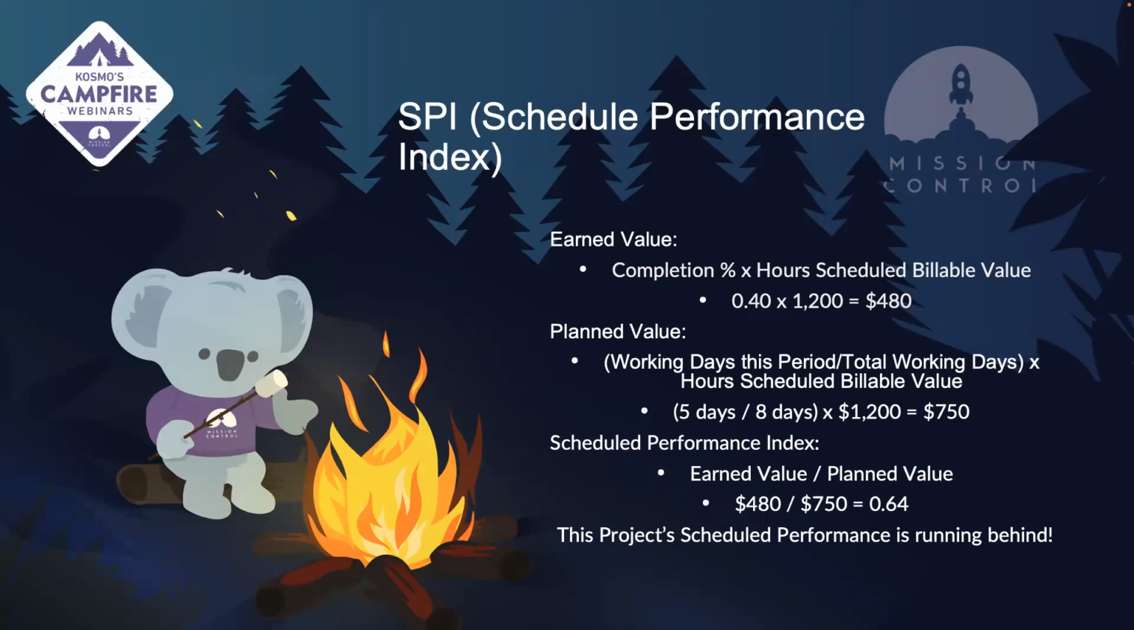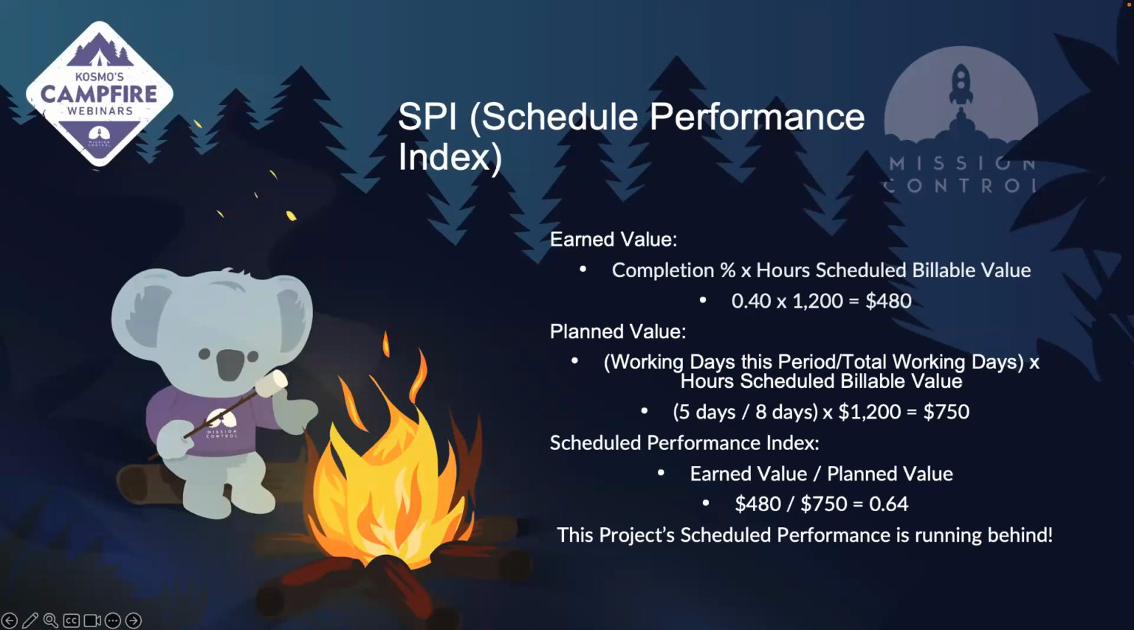And that is telling me that I should recognize $750 by my scheduled 5 days. So with this, if I've completed 5 of the 8 times my billable value, scheduled billable value, then my calculation comes to 0.64. So my $480 divided by the planned value of $750, which is 0.64. So it's behind the scheduled performance that I'm expecting during this period.